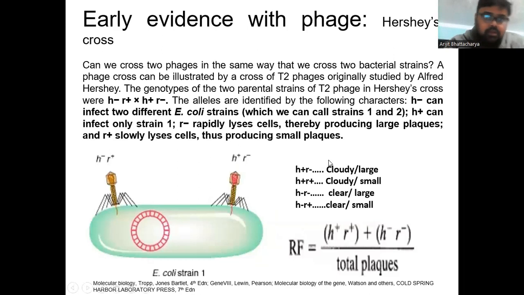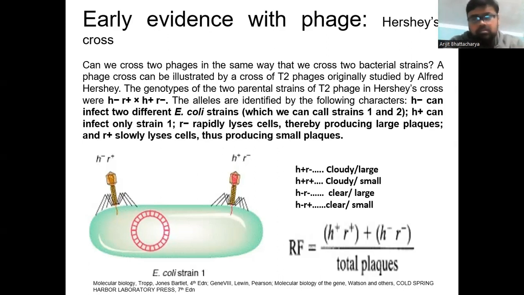Now, the second observation came from an experiment called the Hershey cross. Here, the system that was used is a host E. coli and the T2 phage. Now for T-even phages, a specific type of phenotype is observed. This phenotype is based on the typical characteristics of the plaque they produce on bacterial lawns. What are plaques? Plaques are clear zones on a bacterial lawn which are produced by lysis of the bacteria by some virulent or temperate phage.